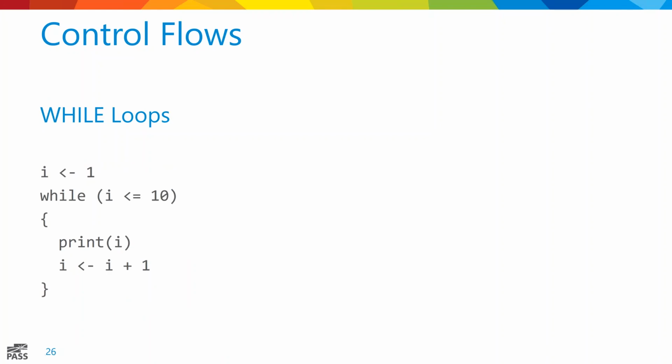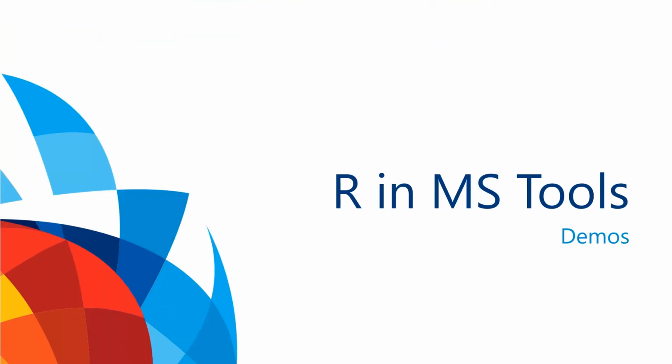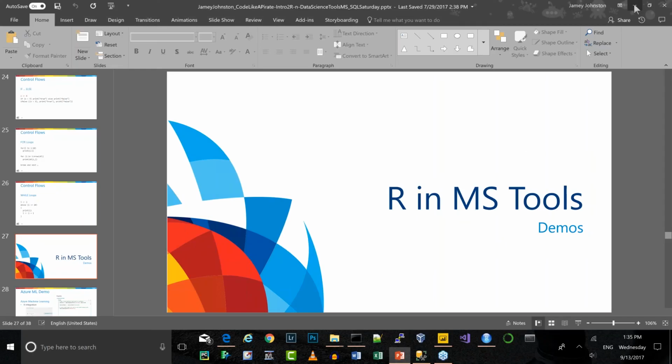Like I said, right now I'm just trying to show you in the slides what they look like, and then we'll go into demos and they'll make a little more sense. There are also while loops. So I create a variable called i equal to 1. While i is less than or equal to 10, I can print i, and then I have to increment i plus 1. So let's get to the demos.